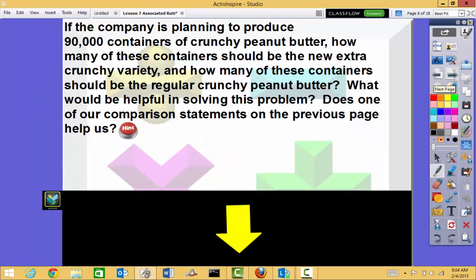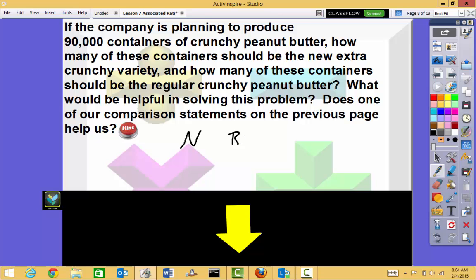Alright, so here's our next problem. The company is planning to produce 90,000 containers of crunchy peanut butter. How many of these containers should be the new crunchy variety? How many of these containers should be the regular? What would be helpful in solving this problem? Does one of our comparison statements on the previous page help us?